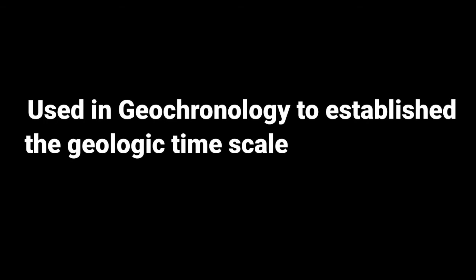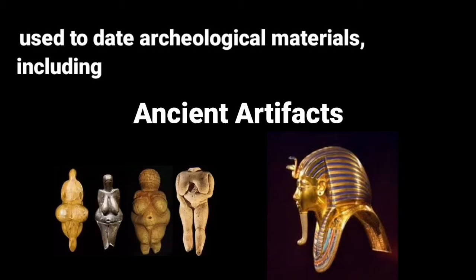The use of radiometric dating was first published in 1907 by Bertram Boltwood and is now the principal source of information about the absolute age of rocks and other geological features, including the age of fossilized life forms or the age of Earth itself, and can also be used to date a wide range of natural and man-made materials. Together with the stratigraphic principles, radiometric dating methods are used in geochronology to establish the geologic time scale. Radiometric dating is also used to date archaeological materials, including ancient artifacts.